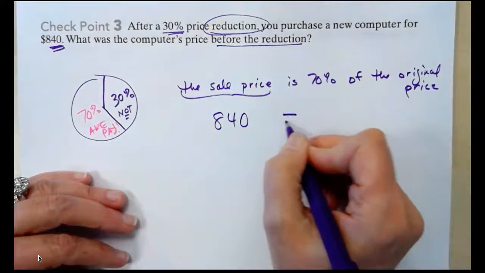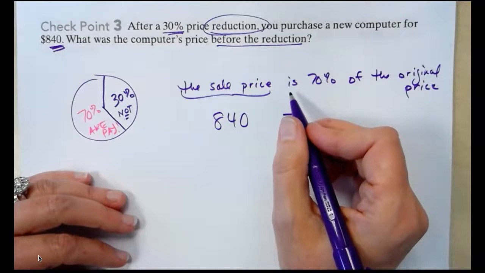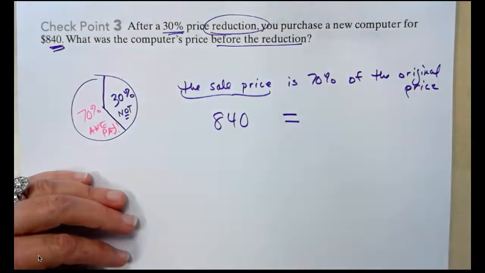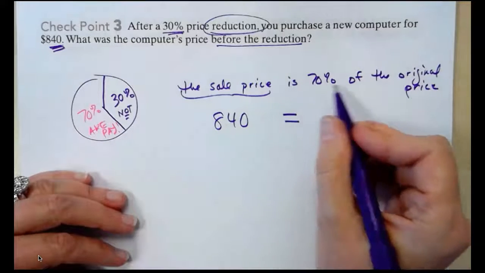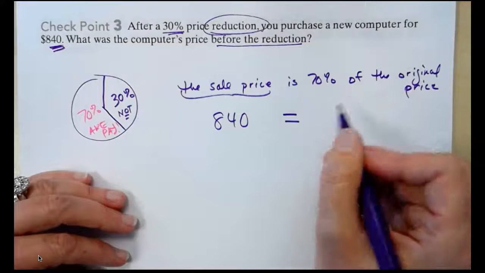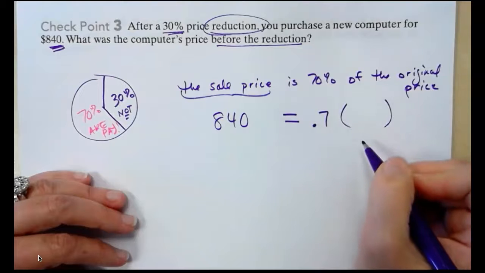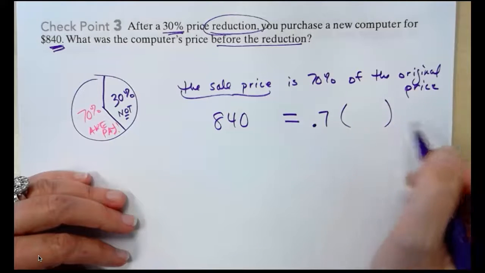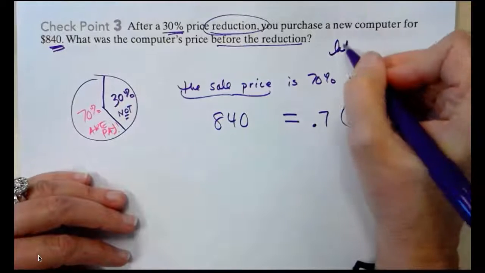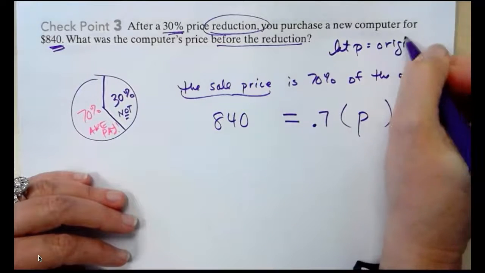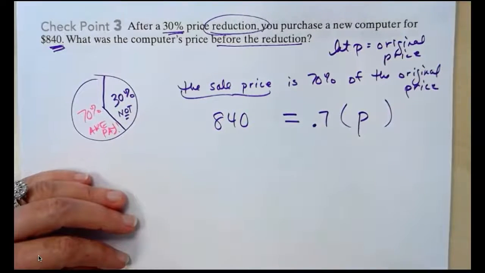$840 is, was, will be, is going to be, is equal to, is the sum of. The verb phrase is the equal sign. 70%, once again, 70% is a rate. Change it to a number, 0.7. Of means multiply. Out of means divide. Of what? The original price. Let P be the original price. So this is the equation we need to solve.